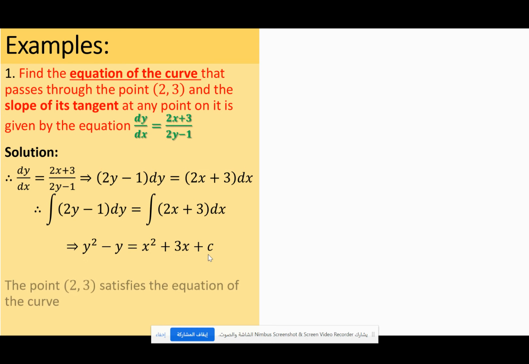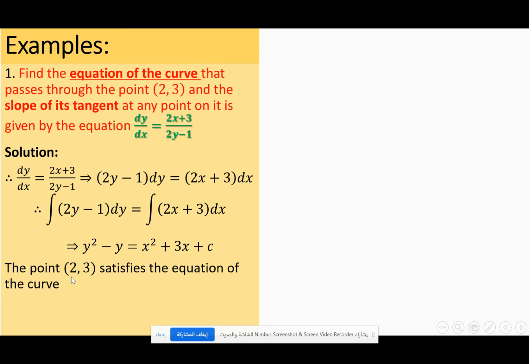The next step is we need to find c by replacing x by 2 and y by 3. Let's do it like that. y here is 3, squared is 9, minus 3 equals 6. x is 2, squared is 4, plus 3 times 2 is 6, plus c. These are 10. Take them to the other side, which is 6. 6 minus 10 is negative 4, which is the value of c. Now we can write the equation, which is y squared minus y equals x squared plus 3x minus 4.